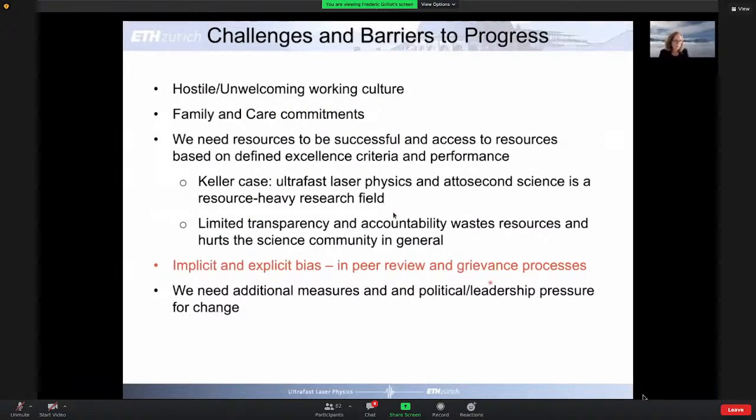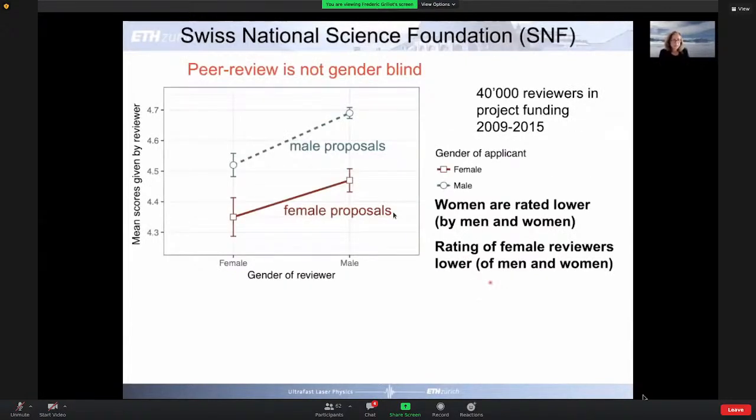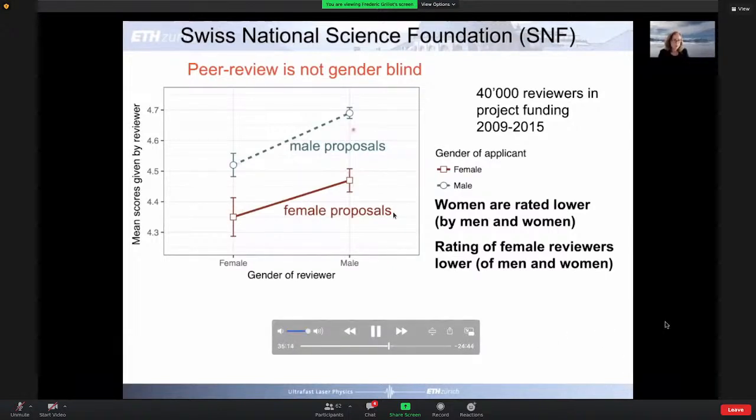Let me explain this bias in peer review and also the grievance process. I'll use these two examples. This is an important slide from the Swiss National Science Foundation, which clearly shows that peer review is not gender blind. Let me explain this. This is a mean score for a proposal by a reviewer, and this is the result of 40,000 reviewers in project funding. And here is the gender of the reviewer. Red is the mean scores for female proposals and blue for the male proposals.